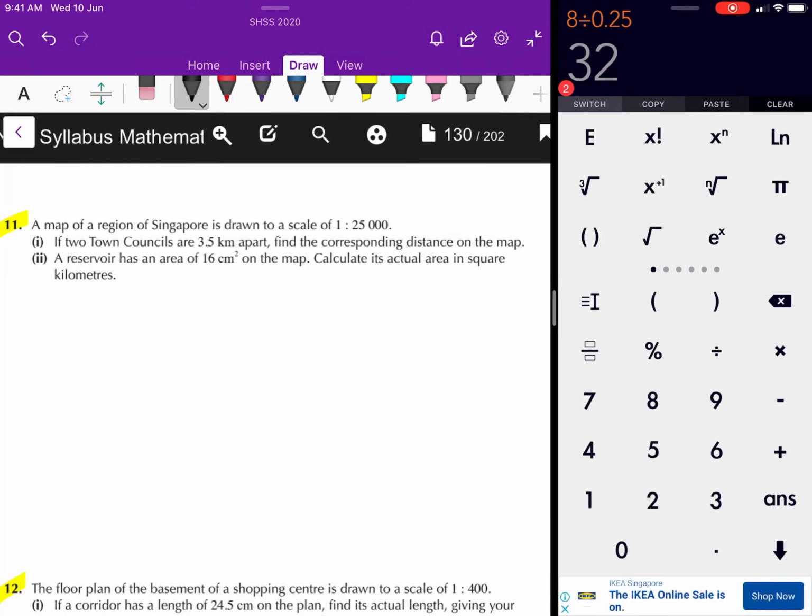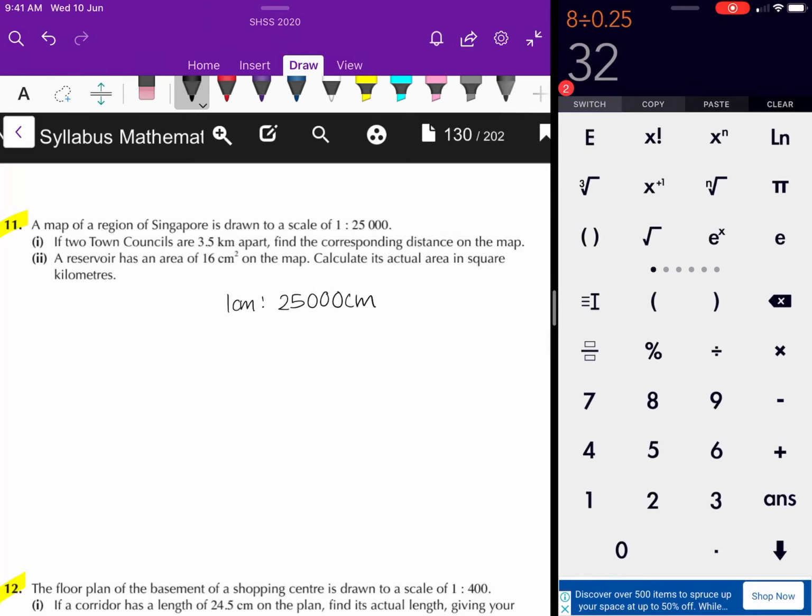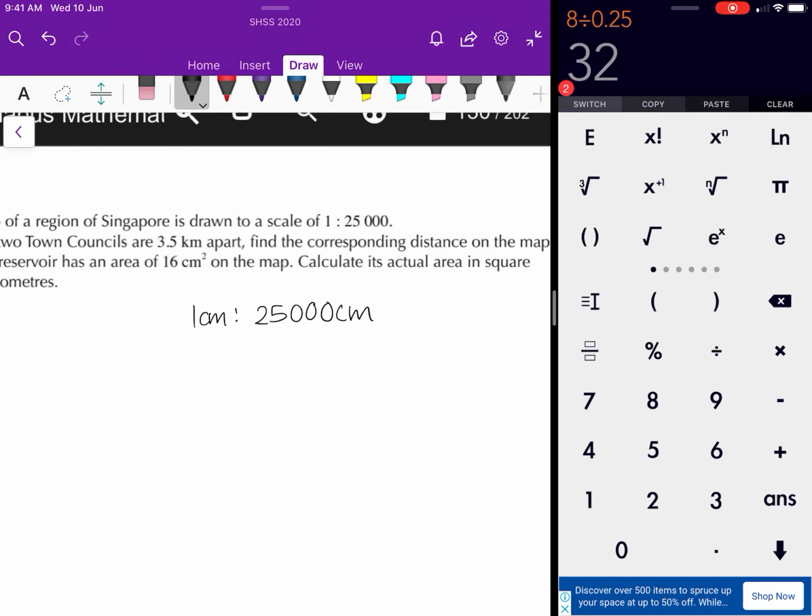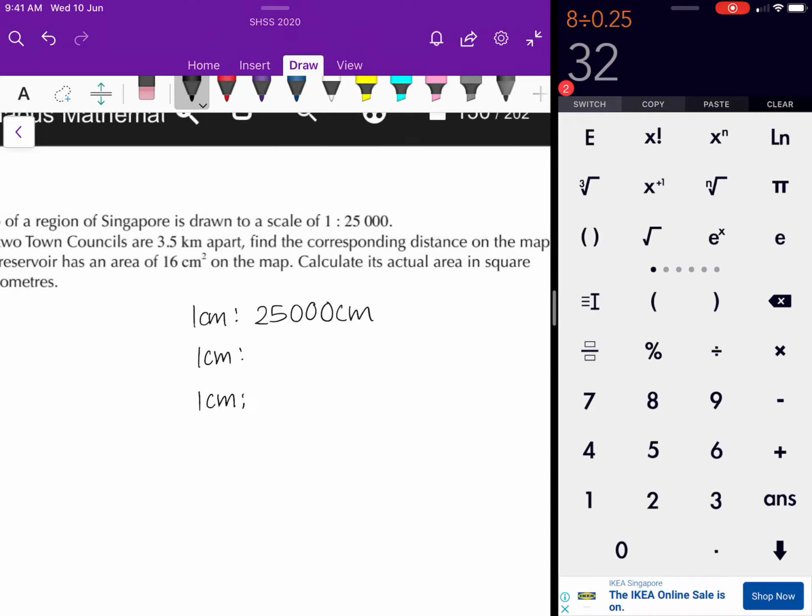Question 11 says a map of a region of Singapore is drawn to a scale of 1 is to 25,000. Now 1 is to 25,000 means 1 cm is to 25,000 cm. Remember what I always do is to do cm to cm and then do cm to meters and then do cm to km. In this way, I'm able to use any of the units conversion. Now, cm change to meter is divided by 100, so 25,000 divided by 100, 250.